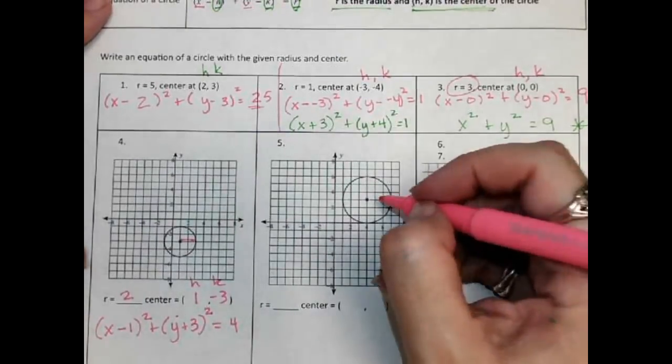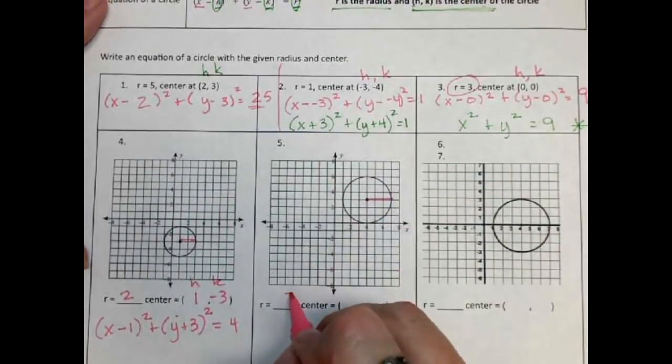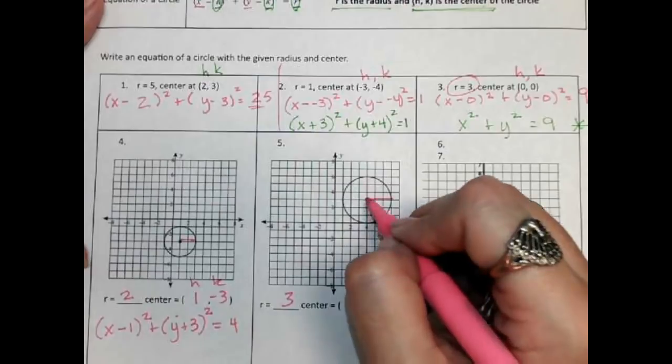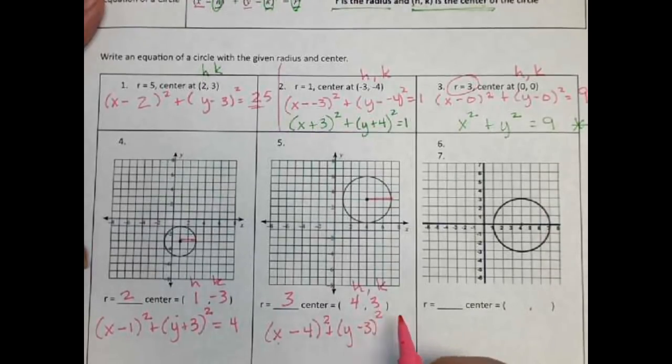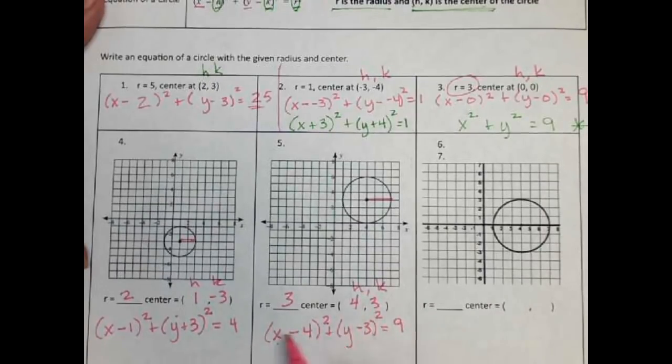On the next one, the radius is 3. The center's at 4, 3. Now write the equation. X, this is my h and my k, x minus 4 squared plus y minus 3 squared equals r squared, which is 9. Notice on each one of these that the sign is switching as I plug them into the formulas.